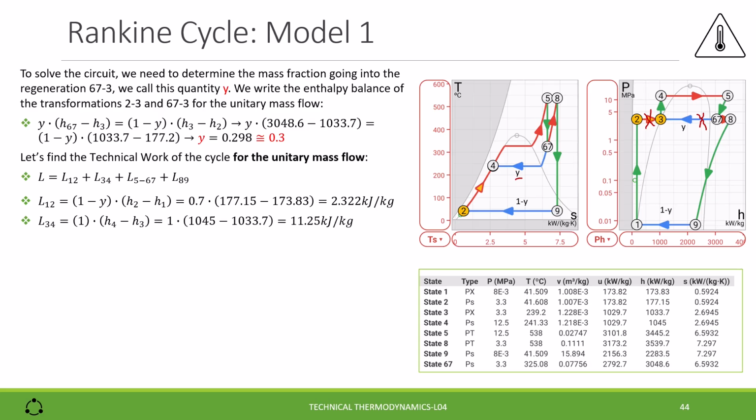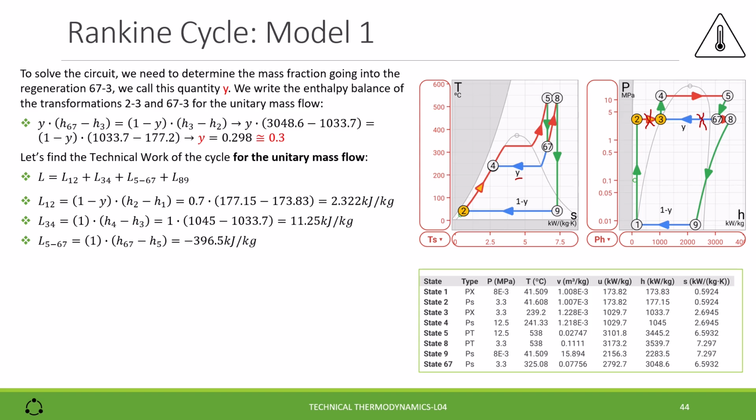Work 3,4 is 1 into H4 minus H3, 11.25 kJ per kilogram. We notice that both works are positive because this work is given to the system. It is the work of the two pumps.